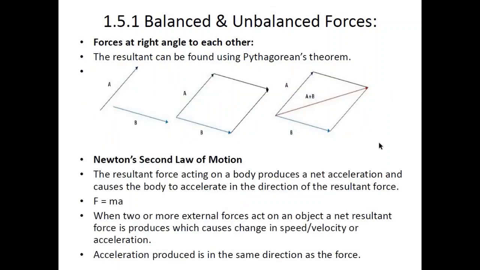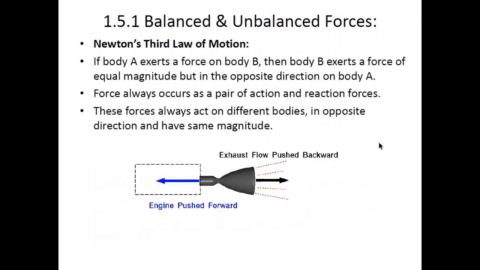Newton's second law of motion. The resultant force acting on a body produces a net acceleration and causes the body to accelerate in the direction of the resultant force. And this is usually summed up as a formula: force equals mass times acceleration. When two or more external forces act on an object, a net resultant force is produced, which causes a change in speed or velocity of an object, and this acceleration is produced in the same direction as the force itself.